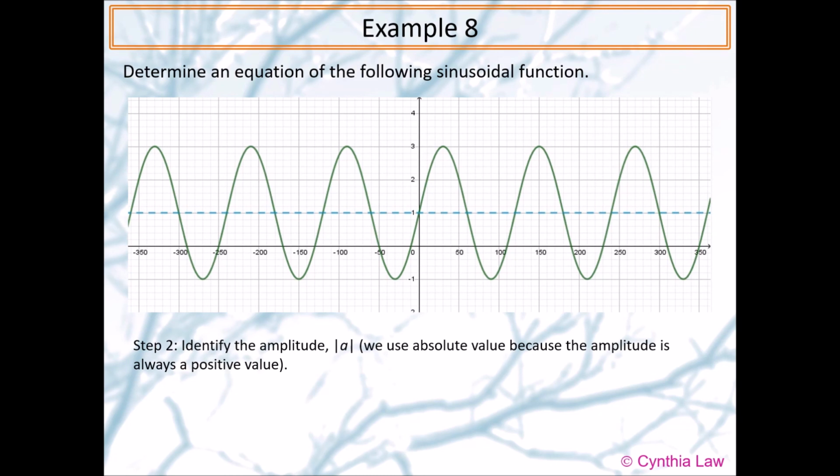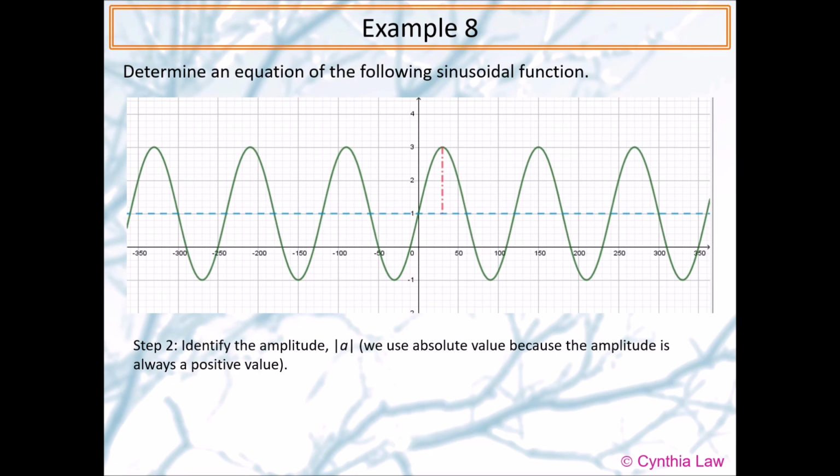Step 2, we identify the amplitude, which is the absolute value of a. From the horizontal axis, we can draw a vertical line all the way to the maximum point, making the line perpendicular to the horizontal axis. We can see that the pink line is 2 units long. That's our absolute value of a. The maximum value is 2 units from the horizontal axis, so the absolute value of a, or the amplitude, is 2.